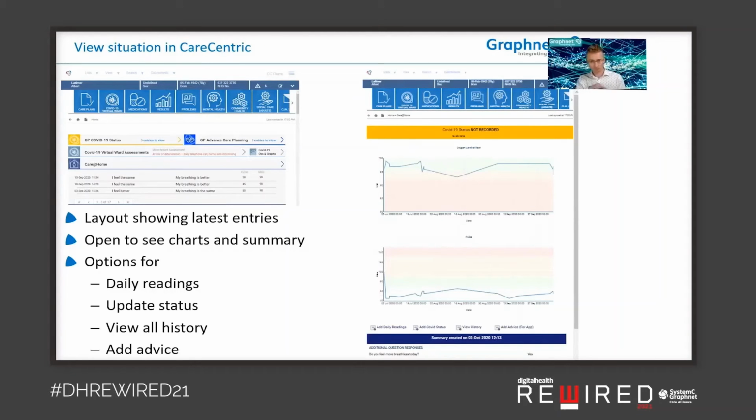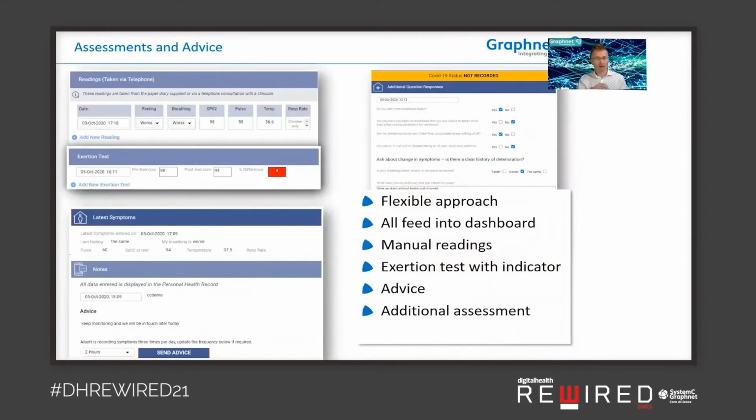They would then have the options to perform a number of different actions depending upon the particular situation. They might be adding some additional recordings over the phone. They might be asking the person to do an exertion test whilst on the phone. They might add some advice, as we talked about, that would flow back into the patient app, and perhaps change the frequency. They might even want to do a more detailed assessment at that point, which they can do in the clinical portal, and that's then immediately shared with all the other care professionals who might be accessing that record.